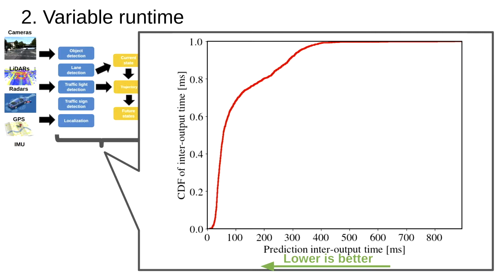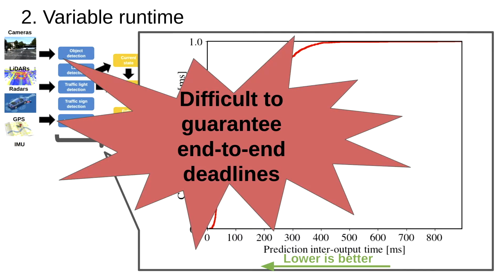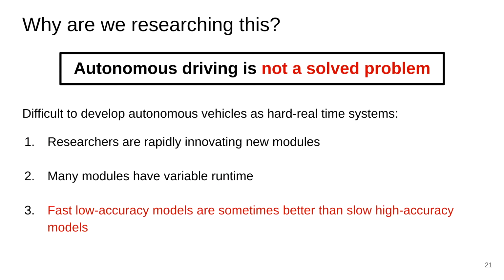The reason why there's so much variability here is that upstream perception sometimes runs behind, and it internally decides to drop some frames, which has a knock-on effect on prediction and on the entire pipeline downstream. So the conclusion is that it's very difficult to guarantee end-to-end deadlines because there's variability in runtime. The other thing is that there are some non-intuitive trade-offs, and depending on scenarios, in some cases it's better to run a fast but low accuracy model rather than a slow and high accuracy model.